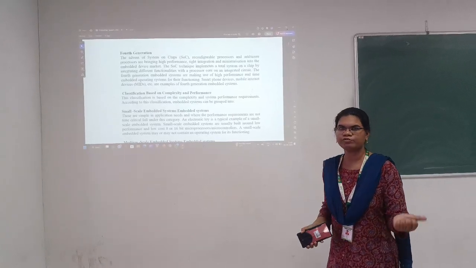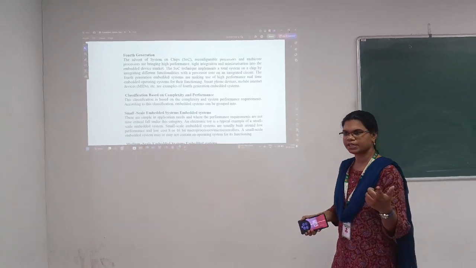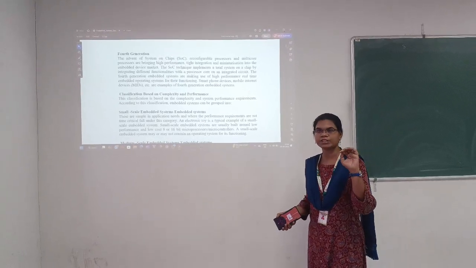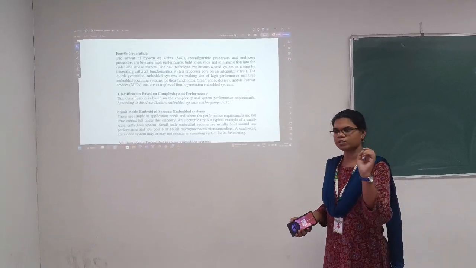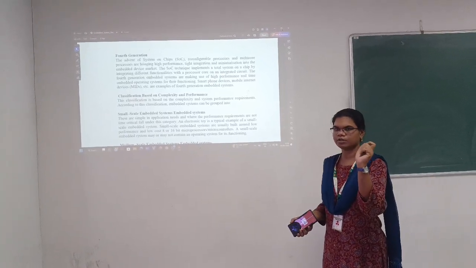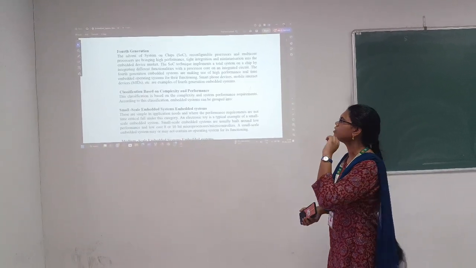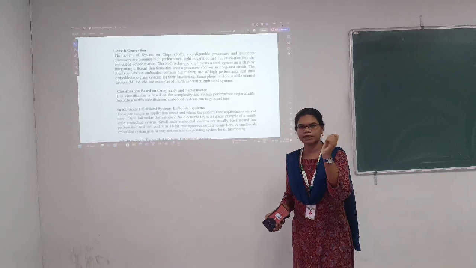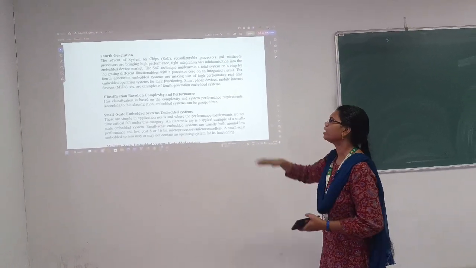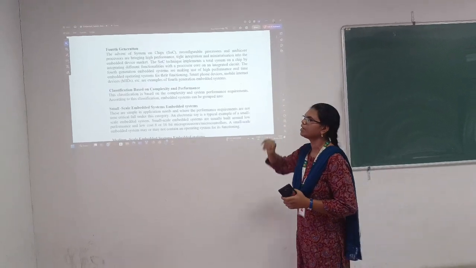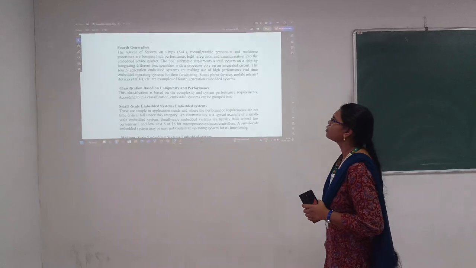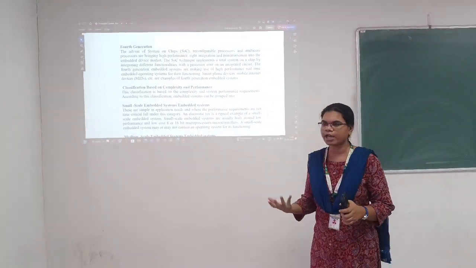So in the first generation we will be using simple hardware, in the second generation performance is considered as a criterion, so we will be using an 8-bit microprocessor and a 4-bit microcontroller. In the third generation we will be using DSPs, application specific integrated circuits, etc. While coming to the fourth generation we will be using systems on chips, reconfigurable processors and multi-core processors in order to get high performance.